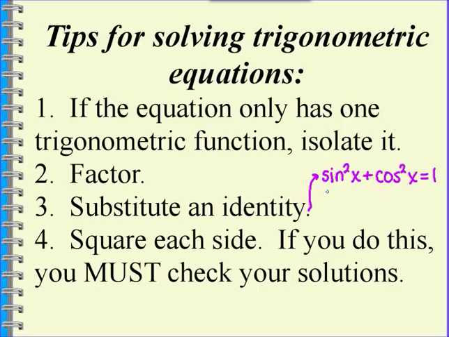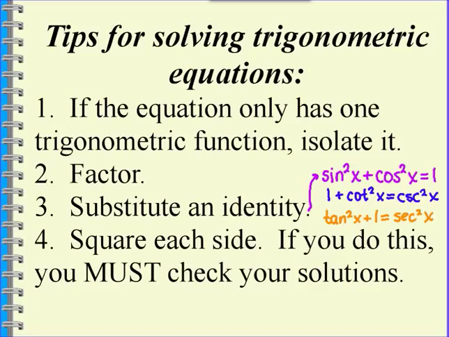The next one is 1 plus cotangent squared x equals cosecant squared x. And then the next one is tangent squared x plus 1 equals secant squared x. When you're looking to substitute an identity, you're looking for two trig functions squared, or the number 1 and a trig function squared, or you could just have a trig function squared.